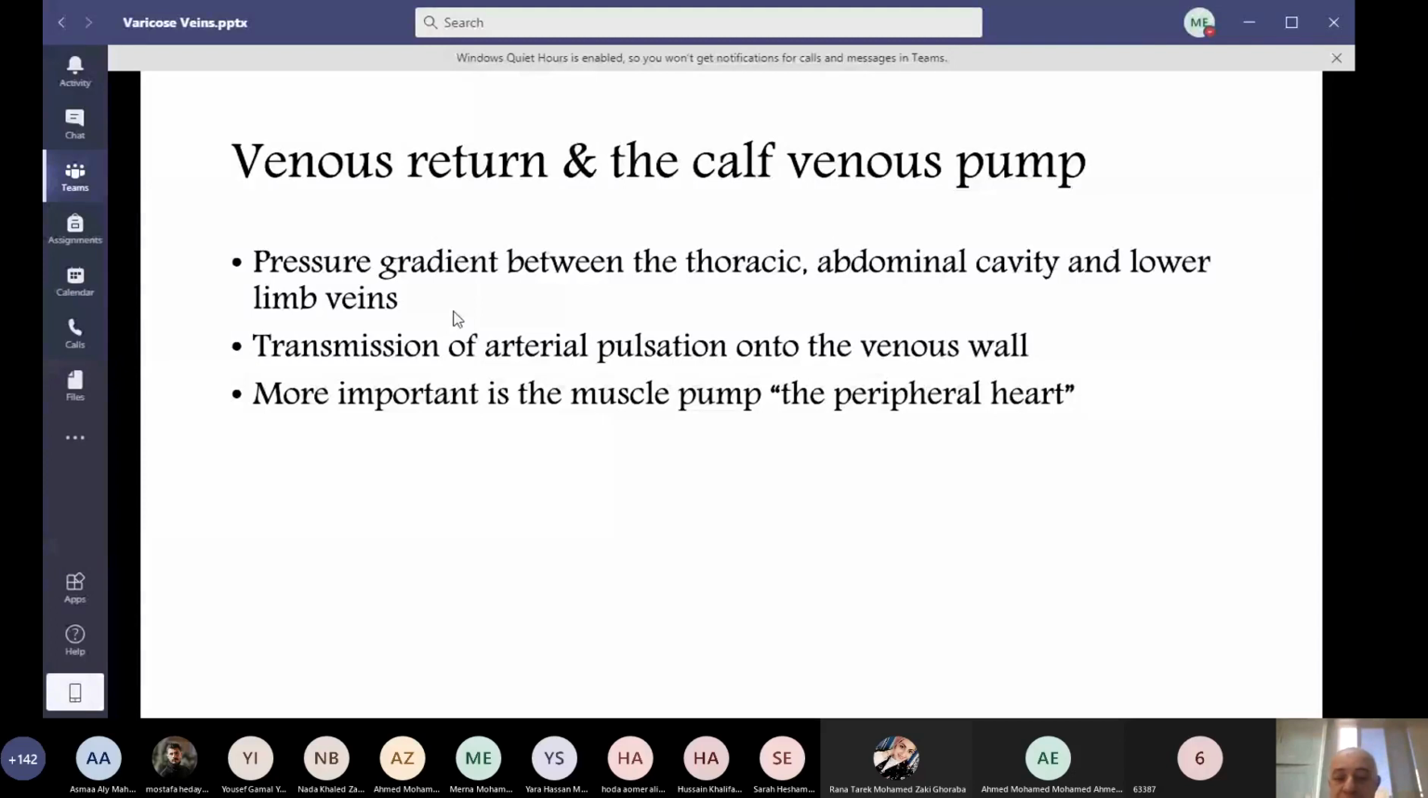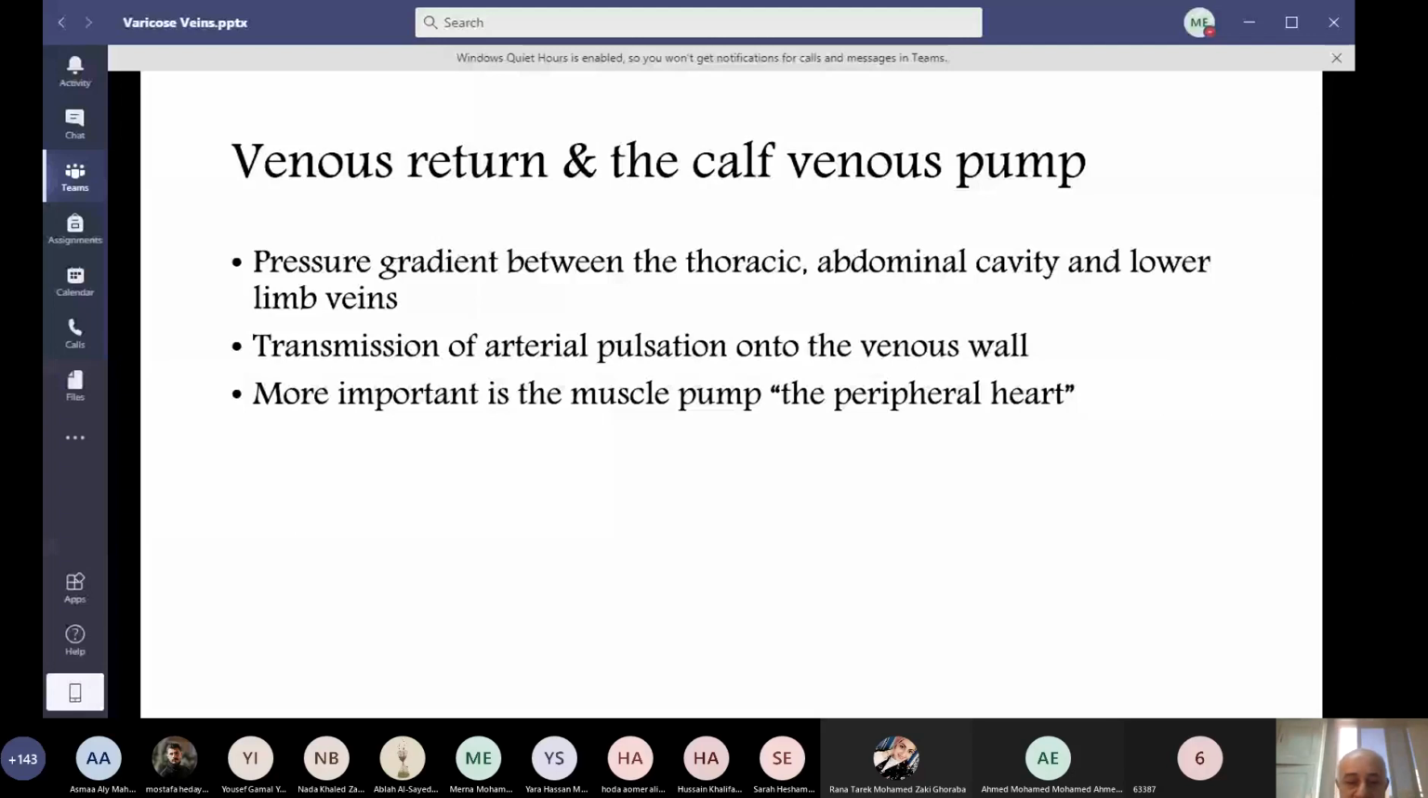Also, transmission of arterial pulsation onto the venous wall, because they are closely applied to each other. If you find the vein, you will find the artery very close to it, sometimes enclosed in the same fascia together, and these arterial pulsations serve as a propellant to press on the wall of the vein, propelling the contained blood upwards to the heart. Most important is the muscle pump, called the peripheral heart.